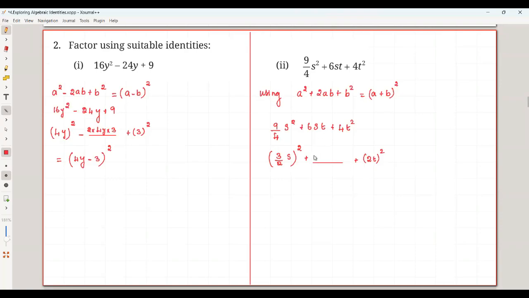Just substitute in the formula: 2 into a value 3 by 2 s, means 3s by 2 into 2t. If you simplify this, you will be getting 6st. 2 will get cancelled, 3 2s are 6, 6 into st, 6st. Now this is my a value, this is my b value. Formula a plus b, that is (3 by 2 s plus 2t) the whole square. Okay, this is the answer.